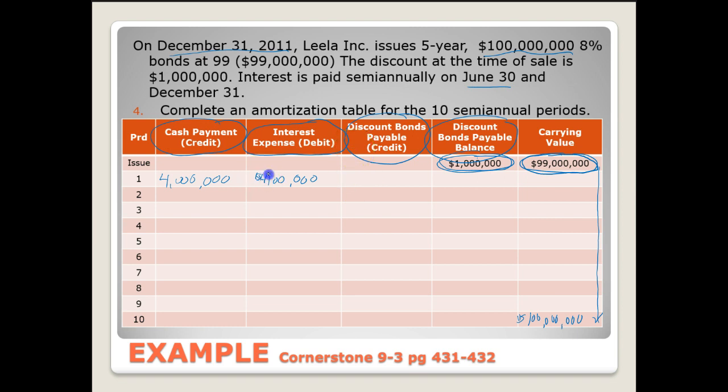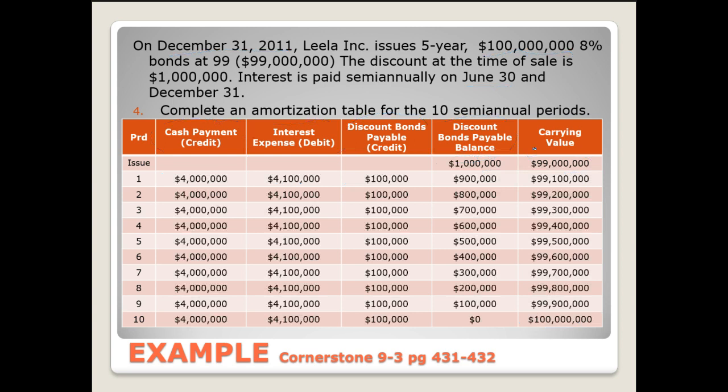So that means that the total interest expense is $4,100,000. This is the $100,000 of discount amortization. So that means I now amortize the discount down by $100,000. I'll reduce the discount on bonds payable by $100,000, which means I have $900,000 of bonds payable discount left. The carrying value then on this bond just went up by $100,000. If the discount went down by $100,000, then the carrying value went up by $100,000. And this is how we would actually fill in each year.